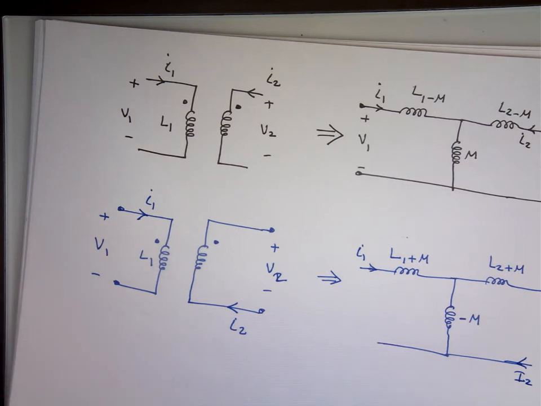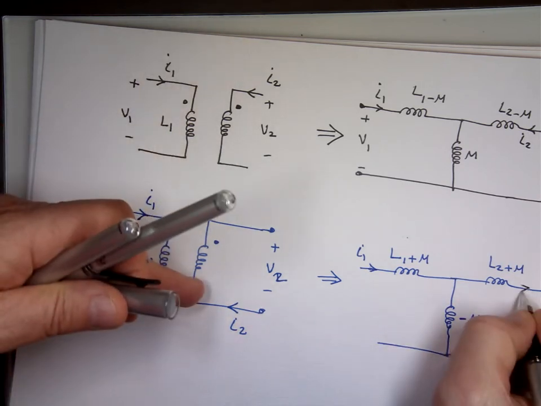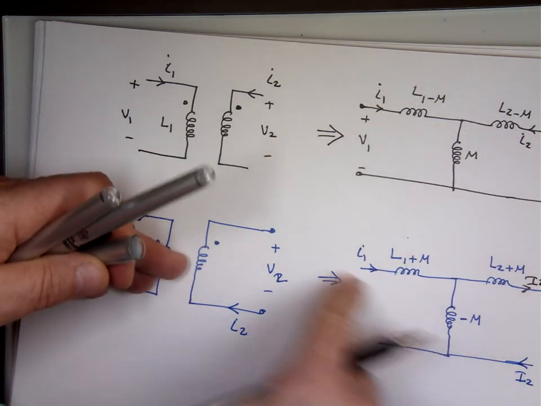Or you can make it coming out of it if you don't want to do it that way. Instead of going in, you can make it that way. So notice both entering here, and here one entering, one exiting.